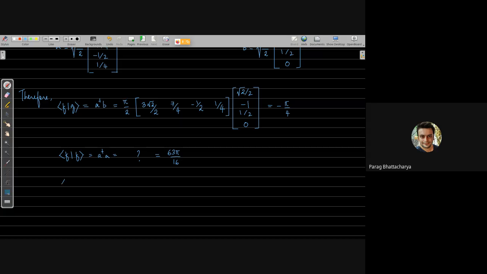And finally, the self scalar product of g will be equal to B dagger B. Likewise, please work this out also at home, and this answer should be 7 pi by 8. Is that understood by everyone? Yes, sir. Has everybody understood this? Yes, sir.